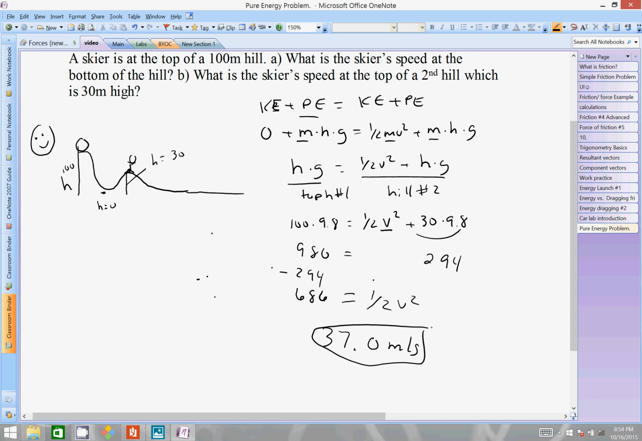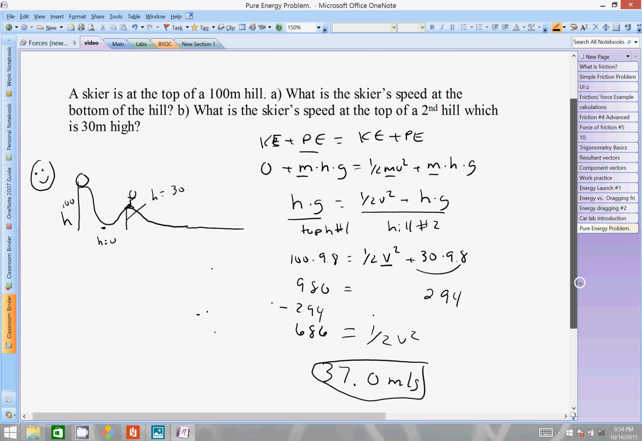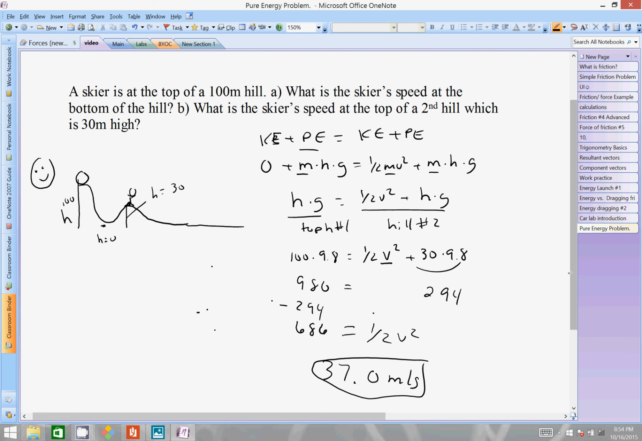Okay. Now I just saw what I solved for. I solved for letter B there. It looks like, unfortunately, I had to do B first. That speed at the very top of the second hill would be 37 meters per second.